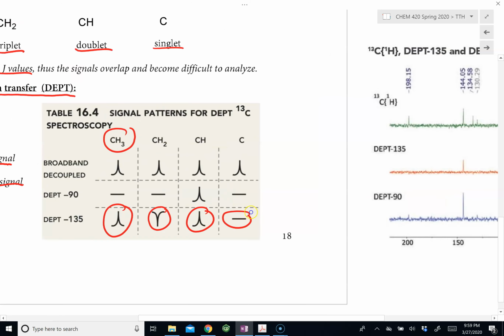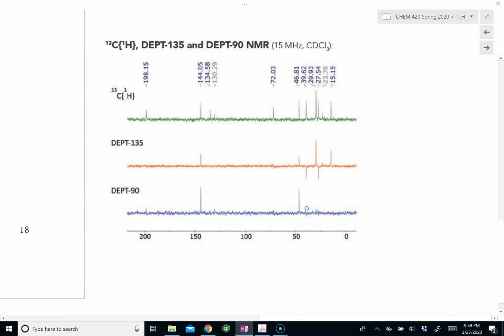And here is an example of a real DEPT 135 and DEPT 90. So on the spectra above, this is the broadband decoupling spectrum right here, in which all carbons will give us a signal. So in this case, we see 1 carbon, 2, 3, 4, 5, 6, 7, 8, 9, 10, 11. So there will be a minimum of 11 carbons in this molecule.